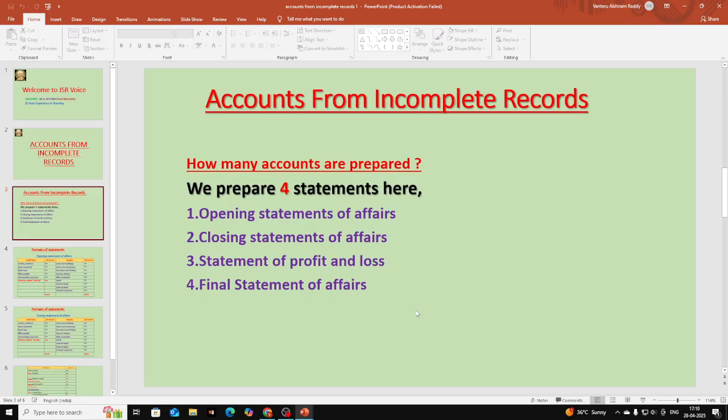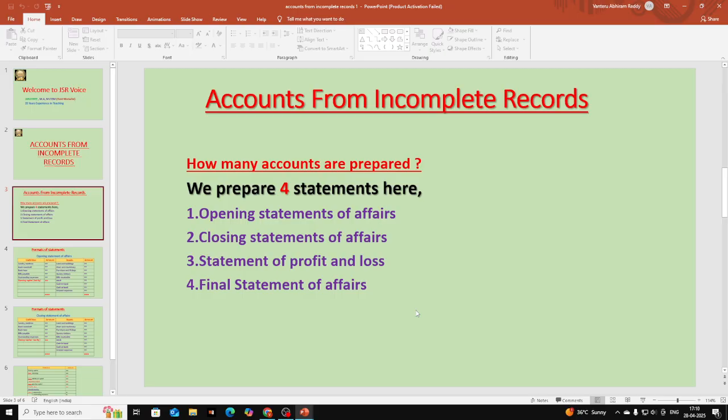And next, final statement of affairs. Statement of affairs means balance sheet. So this fourth statement is final statement of affairs. After preparing the first 3, along with adjustments we are going to prepare this final balance sheet. It is nothing but final statement of affairs. So these are the total 4 statements that we are going to prepare under accounts from incomplete records.